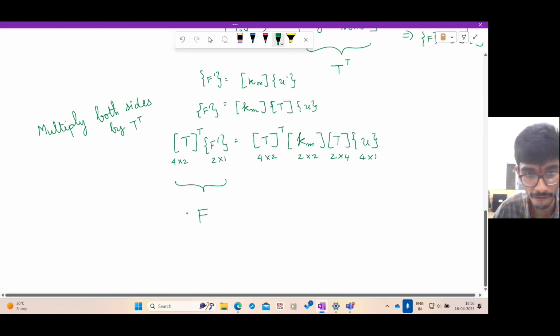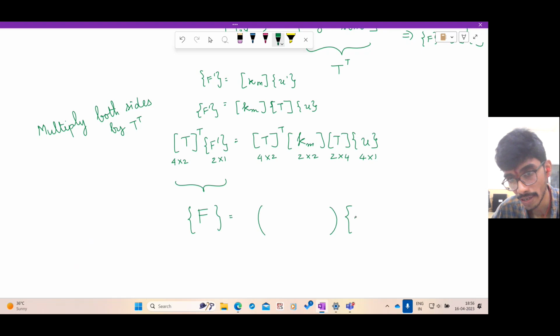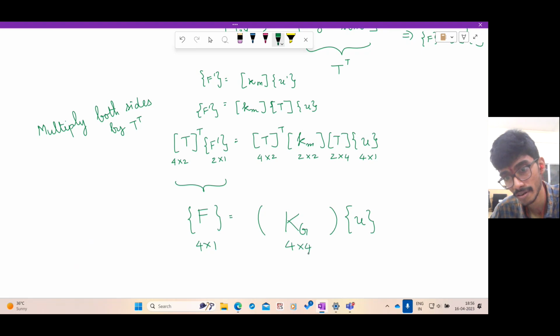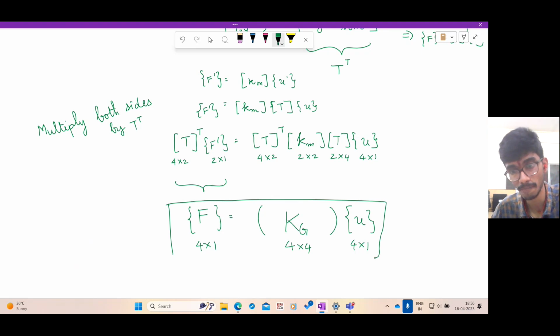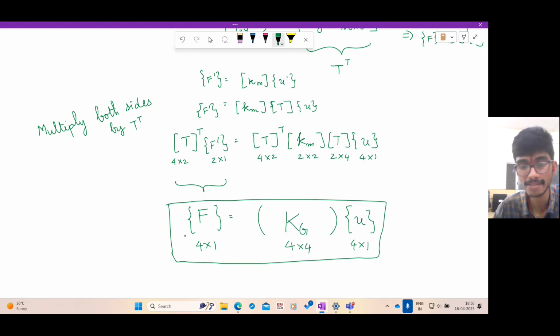So we have the global F is related to the global U by some matrix that is K global. So this is for a truss member. This is 4 cross 1. This is 4 cross 4. And this is 4 cross 1. And they are defined this way as we just saw. So the steps of analysis is simple.